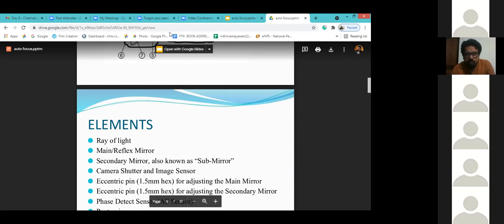Yes, sir. You feel that there are two images? No, there's only one image in dual pixel raw.